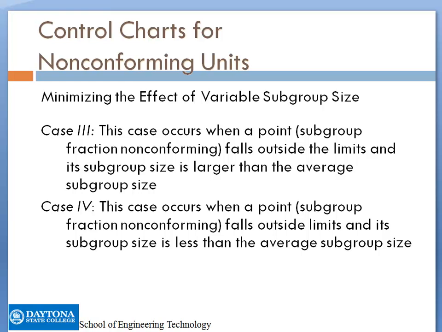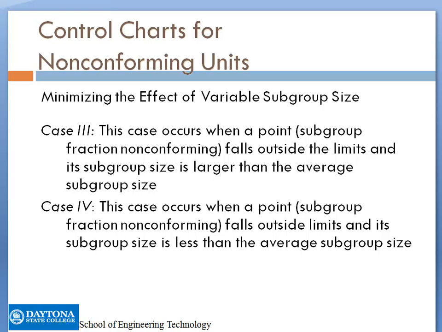Case number 3 occurs when a point falls outside the limits and its subgroup size is larger than the average subgroup size. In this case, control limits are not needed, as well as case number 1. Case number 4 occurs when a point falls outside limits and its subgroup size is less than the average subgroup size. It seems that the point is on the individual control limit, so it is assumed to be in control. So you can have these four different situations.